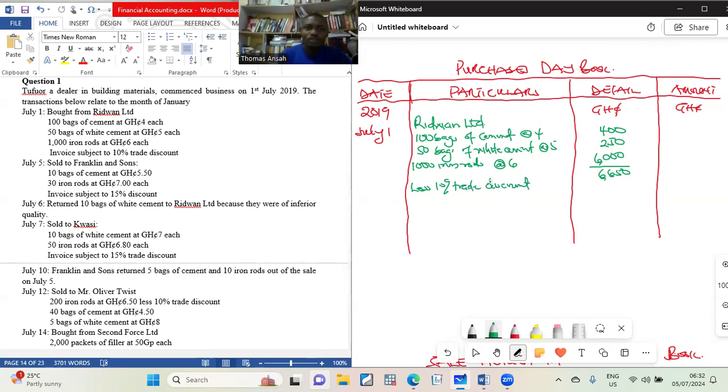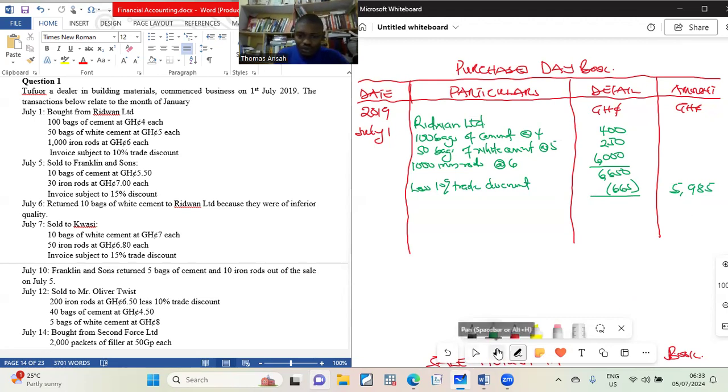Please, it's only trade discount that comes in journal. Cash discount goes to cash book. So when we do 10% of this, it is 665. So what is the full figure now? 6650 minus 665 is 5985. All right. So basically that is how you do the recording. As simple as that.